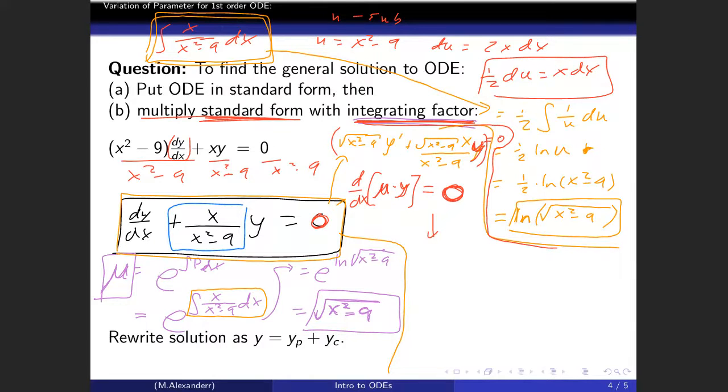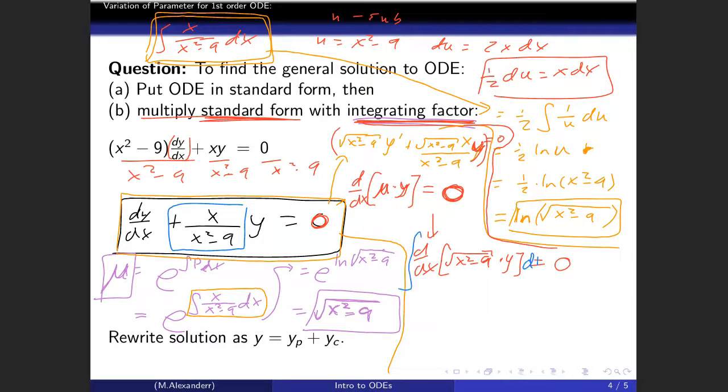Just the derivative with respect to x of mu, which is the square root of x squared minus 9, multiplied by the y function, and then this is going to be equal to 0. All right, so now that's a simplified version. And now at this step is where we have to integrate both sides.